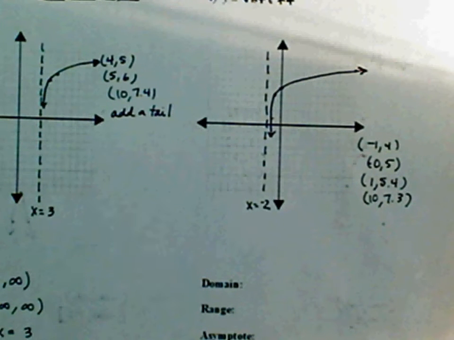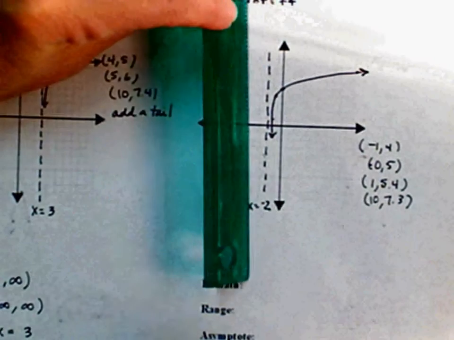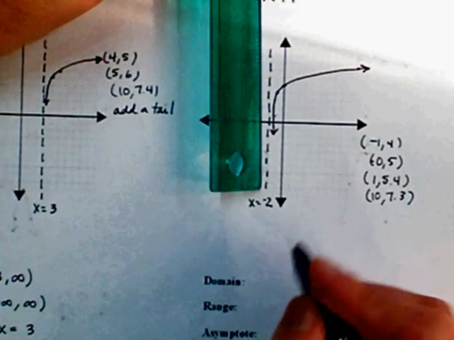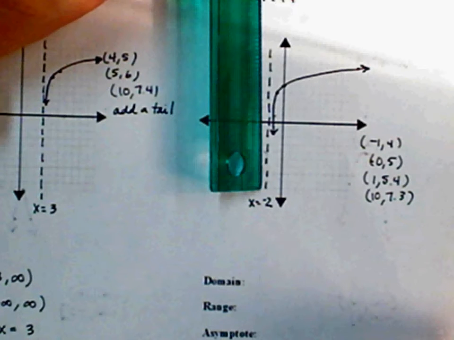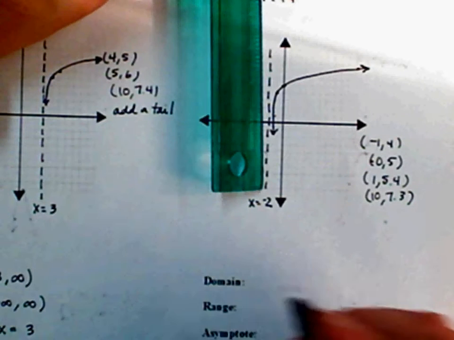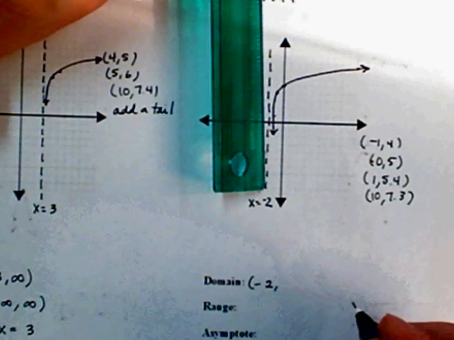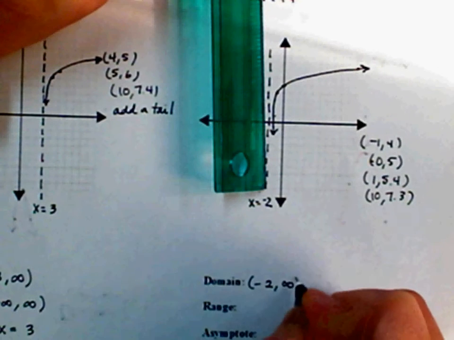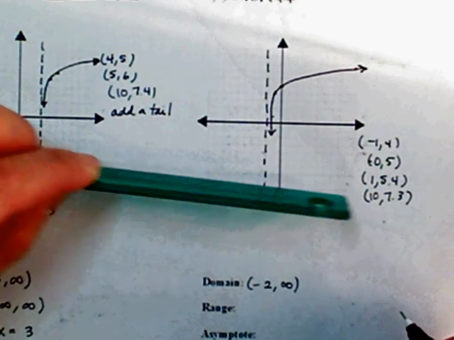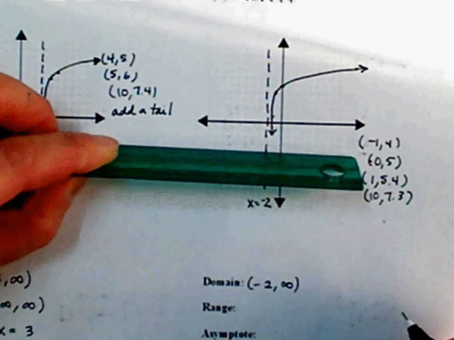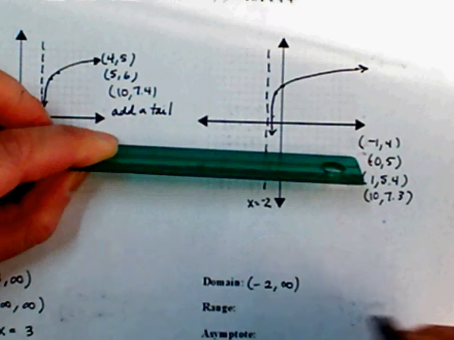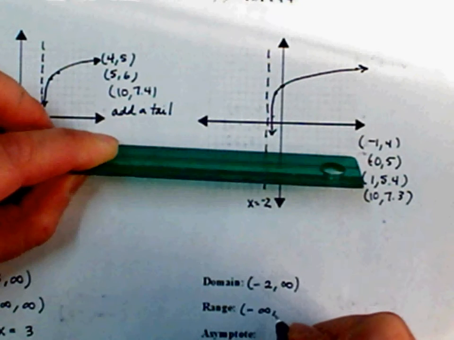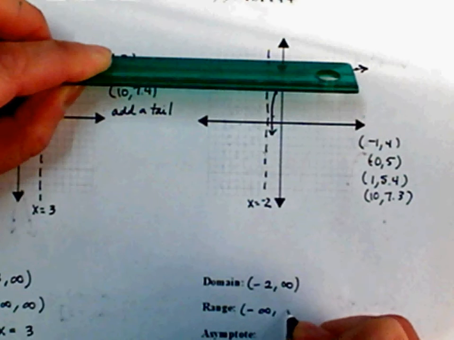All right, what is your domain? Where are you starting from? Where's your domain? What's your domain? Negative 2 to where? To infinity. Your range, how low you're starting. To where? To infinity. Very good. What's your asymptote?